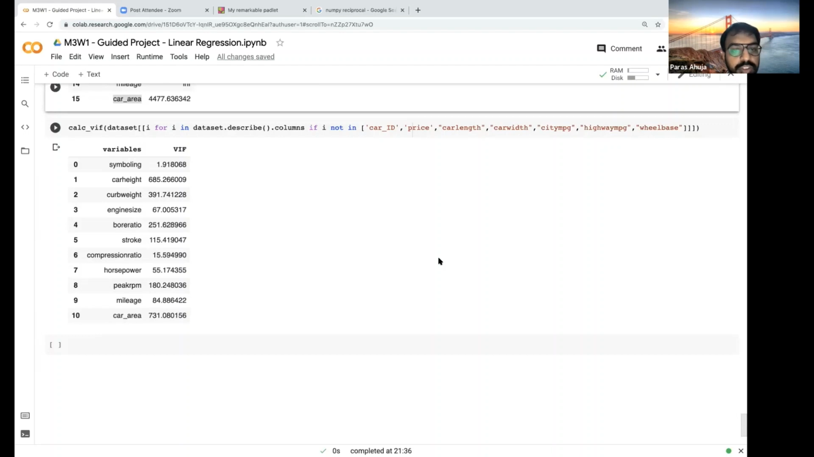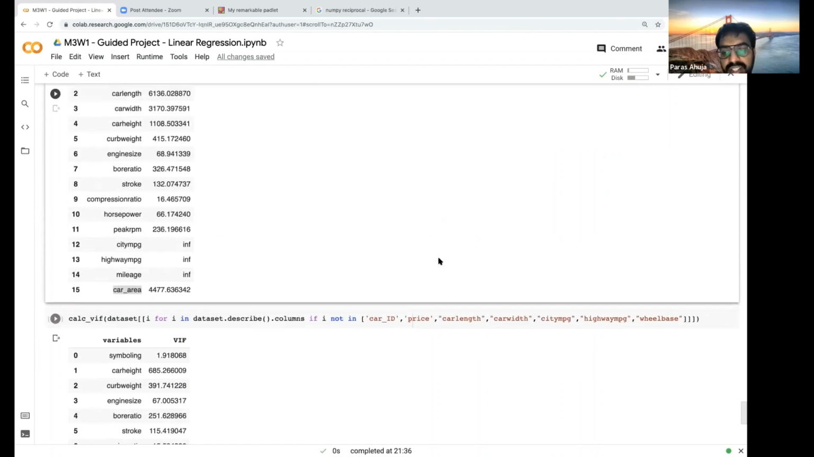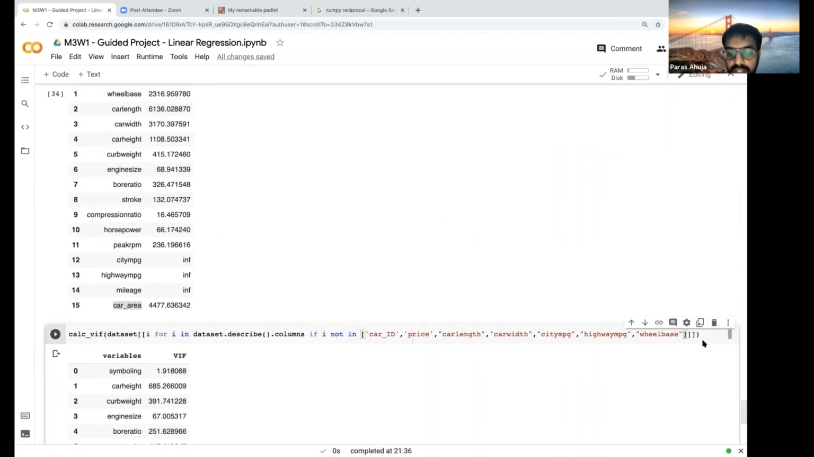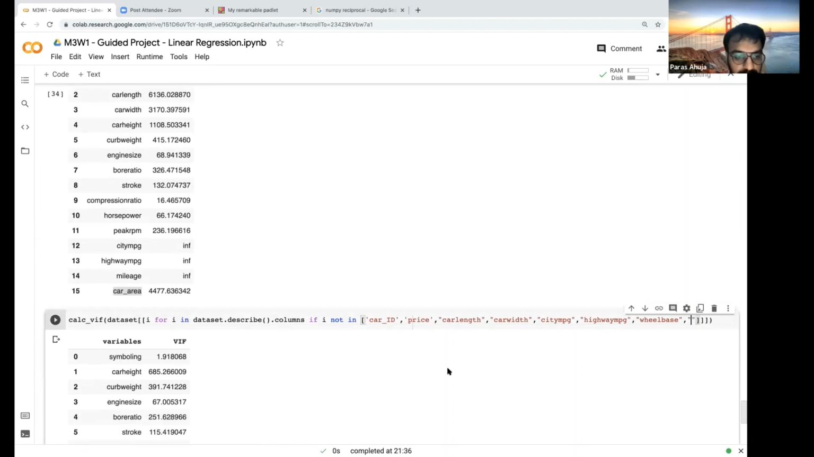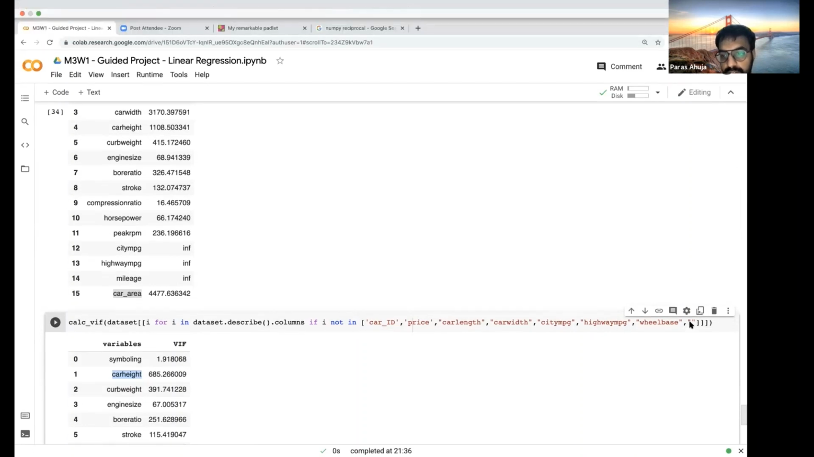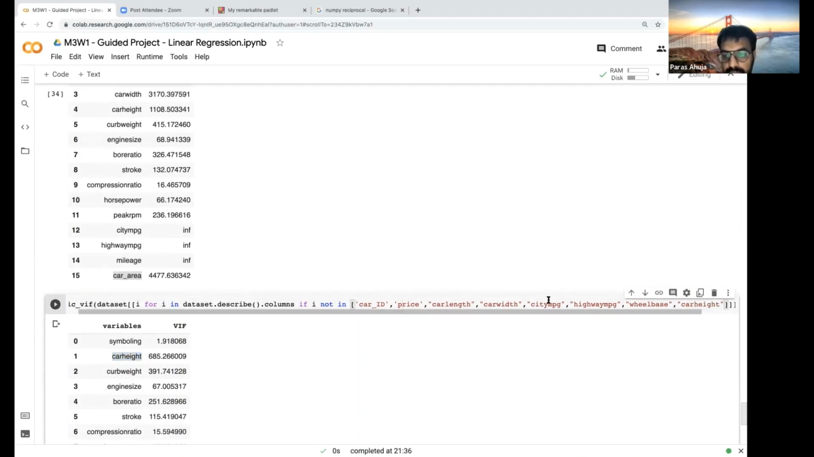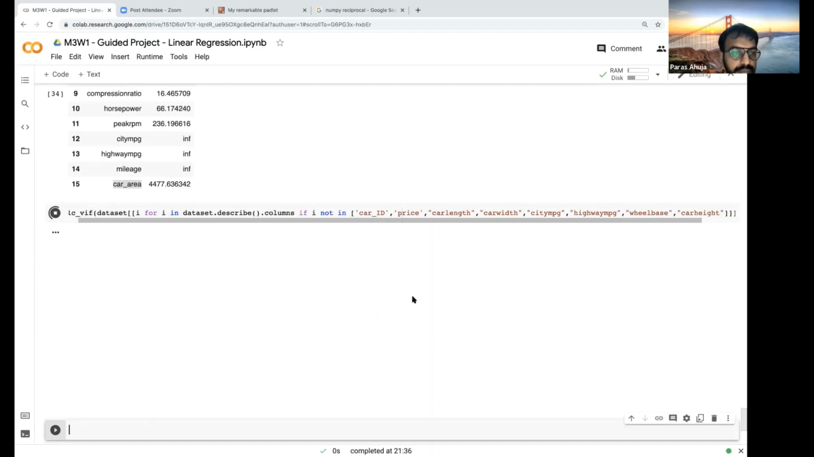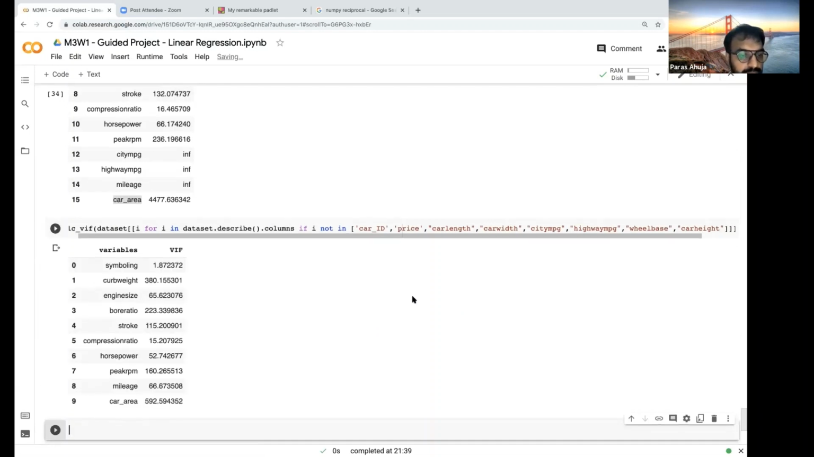I think we can go for curve weight, but if we try correlation here, and remove car height, then we have some correlation with curve weight as well as car area.